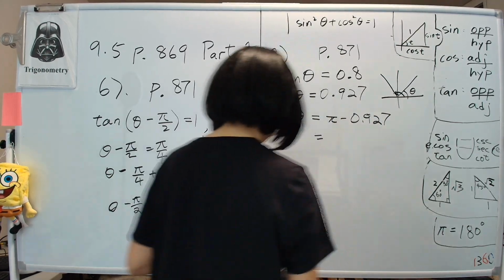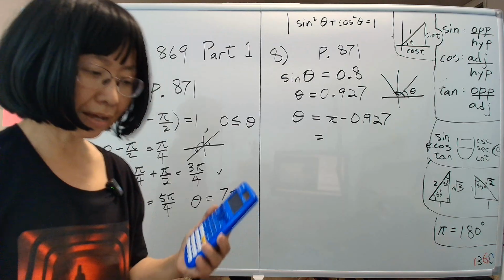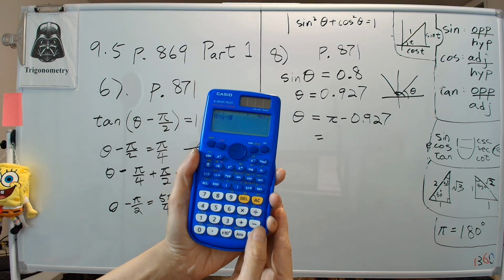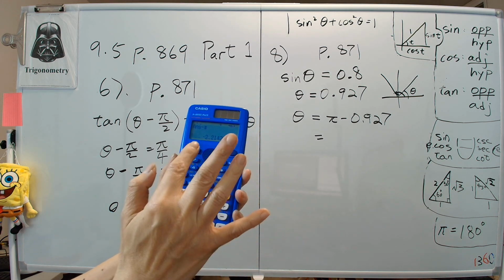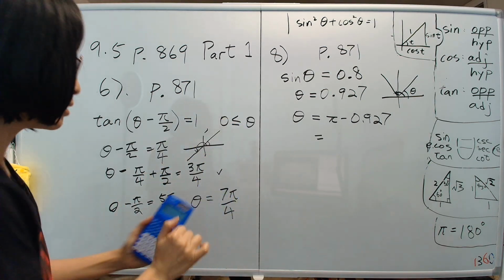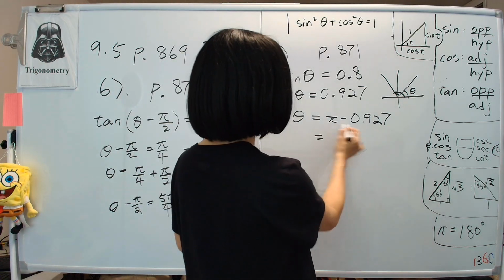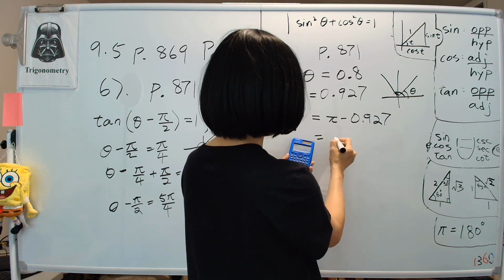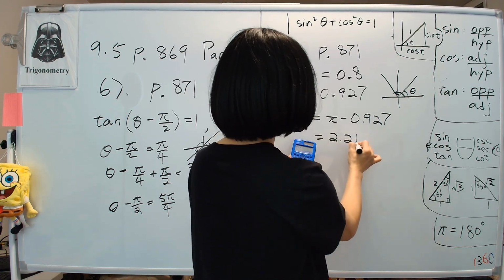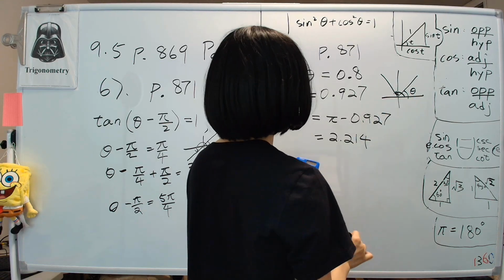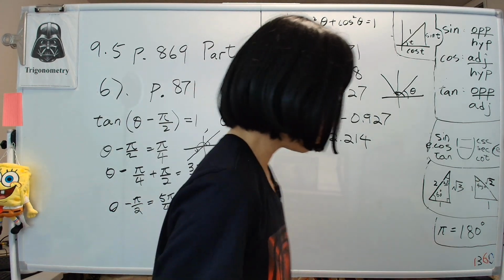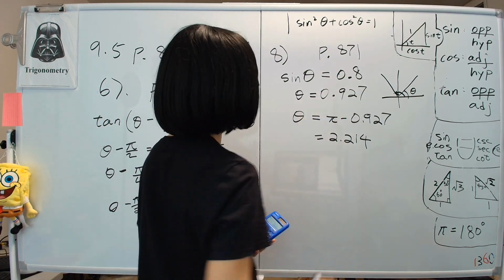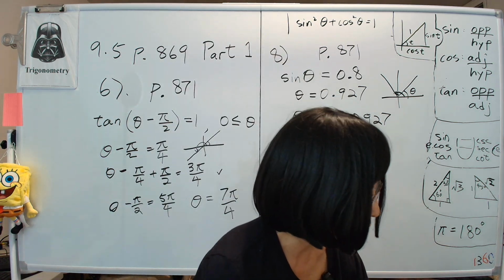And that would be equal to, if we have pi minus this, where's my pi there? The other angle is 2.214. Pi is 3.14, so pi minus 0.927 is equal to 2.214, and that's the other angle, which has theta as the reference angle, and also has a sine value equal to 0.8. So these two are the solutions for sine theta equal to 0.8.